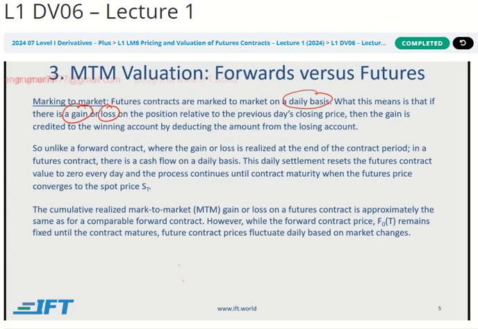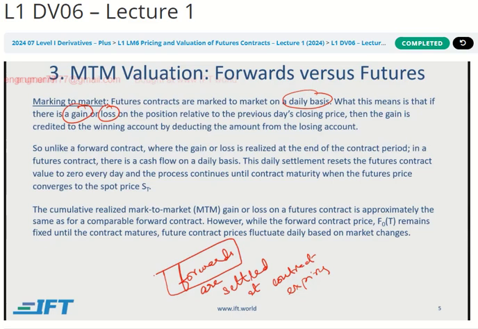So with forwards, what we had was that forwards are settled at the end of the contract, at contract expiry, right? But here we don't have that, because futures usually, they don't want counterparty risk, they don't trust each other. Forwards are usually over the counter, done between big financial institutions. They trust each other, they wait till the contract expiry and then they settle the contract.